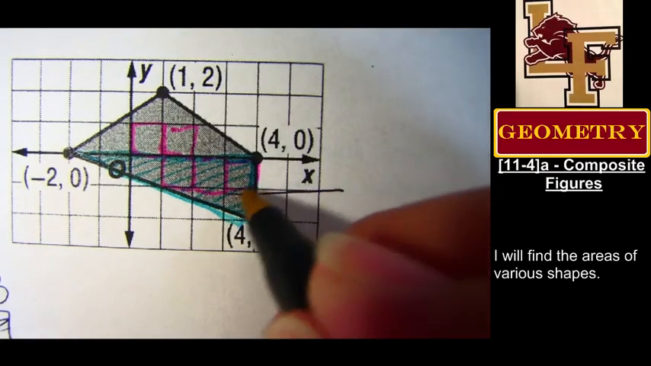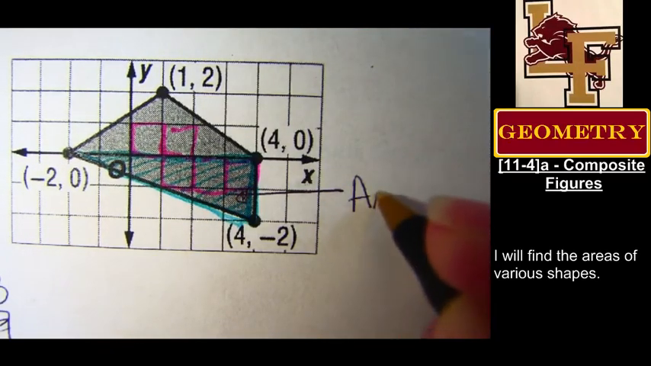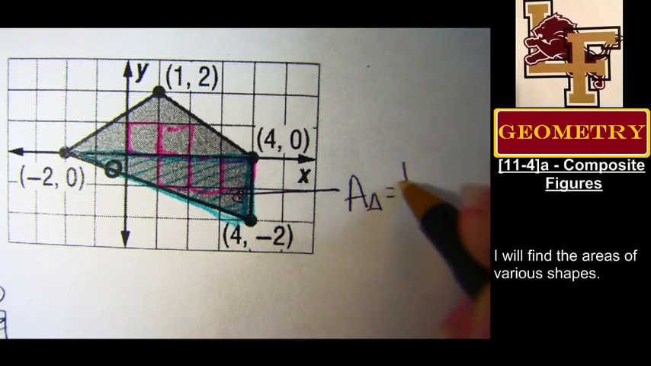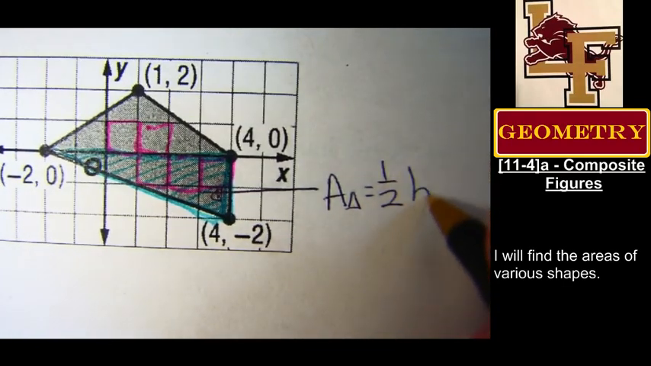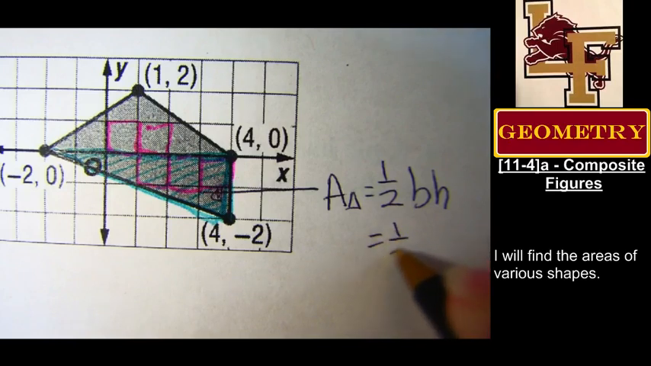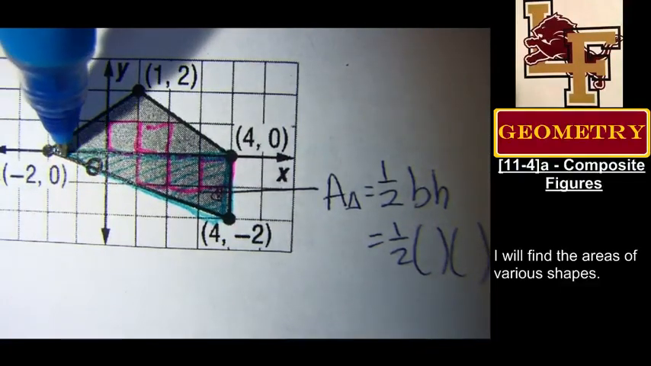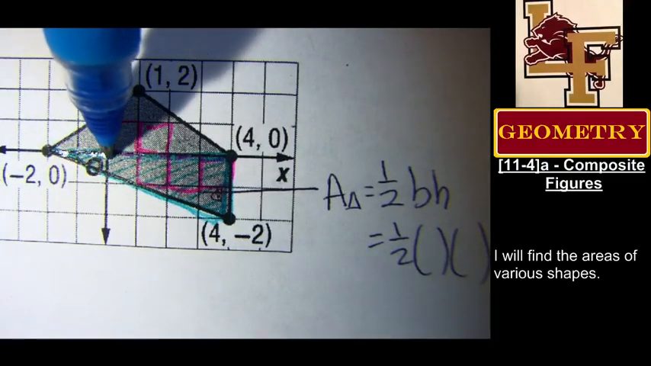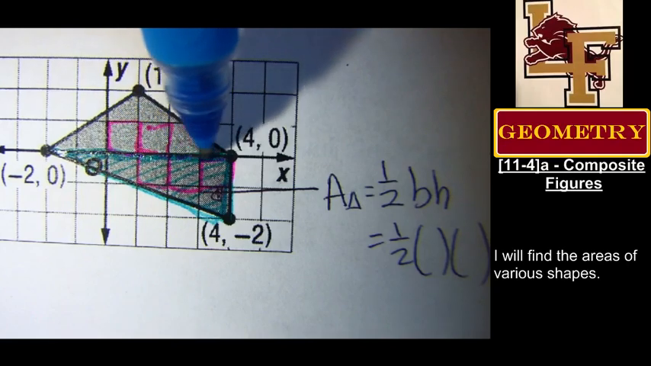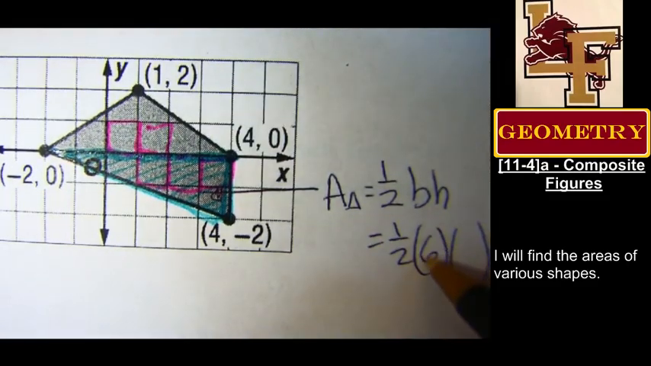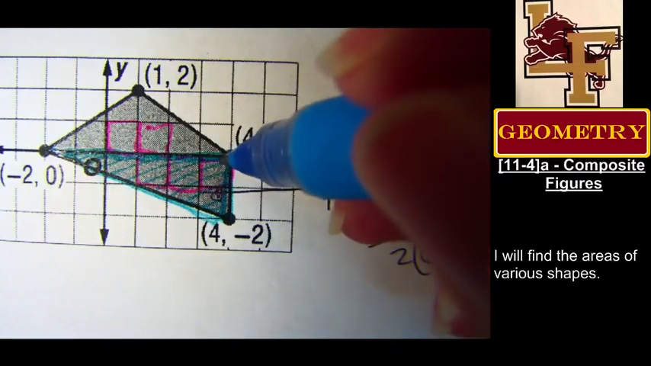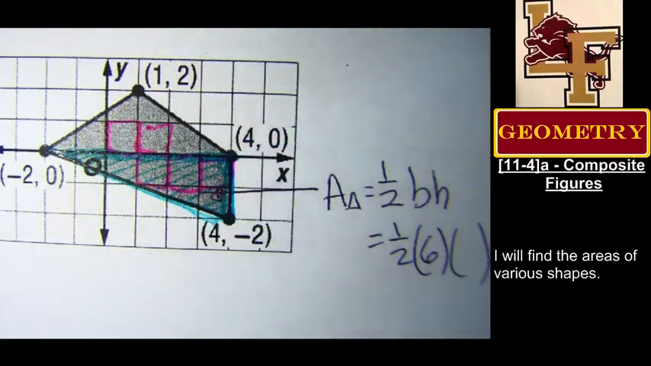Look, I got a triangle right there. All right. What's the formula for the area of this triangle? 1/2 base times height. So what's the base of this triangle? 1, 2, 3, 4, 5, 6. What's the height of this triangle? 90 degrees to the base? 2.